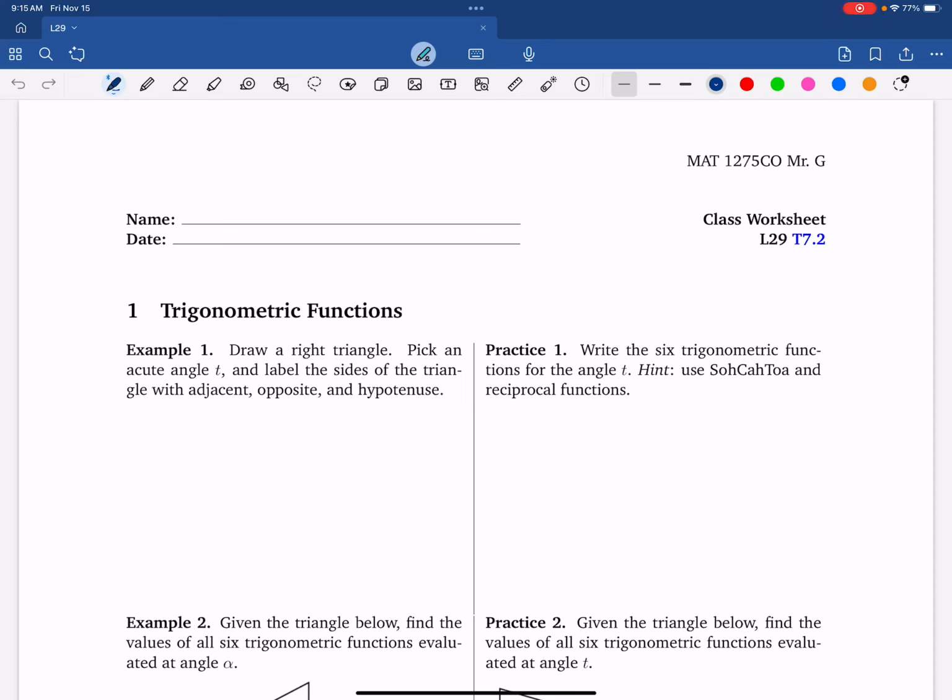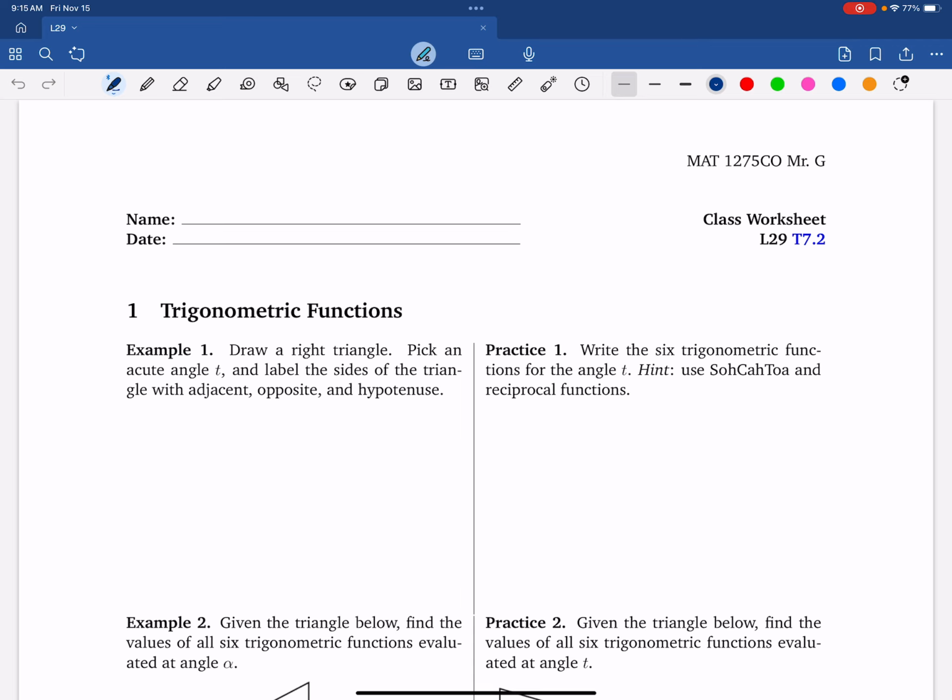In this video, we're going to talk about trigonometric functions and its applications. Starting with example 1, draw a right triangle, pick an acute angle T, and label the sides of the triangle with adjacent, opposite, and hypotenuse.